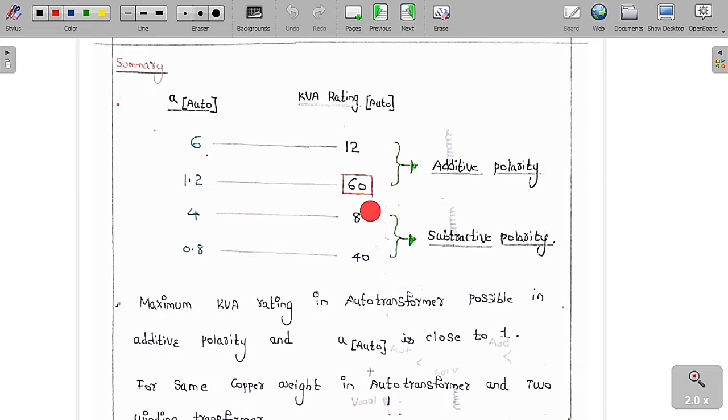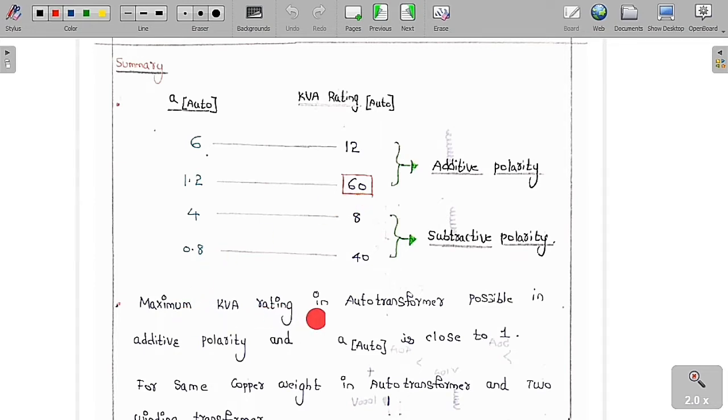At this case only you are going to get the kVA rating as maximum. So this is the point that you always have to remember. Maximum kVA rating is going to occur in an auto transformer for only additive polarity, and the condition is the turns ratio should be nearly equal to 1. At that condition only we are going to get the maximum kVA rating of the auto transformer.